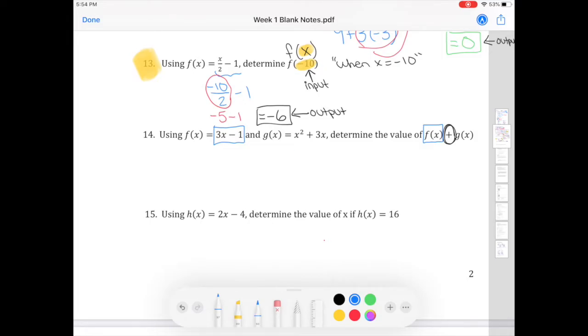So where I see an f of x in this expression, I'm going to plug in or substitute 3x minus 1. So I'm going to write 3x minus 1, and then I'm going to bring down that plus sign from the original given expression. I can't do much with this without plugging in what those functions are. You'll see how I can simplify it in a minute. Okay, next I have g of x. G of x is x squared plus 3x. So I'm going to bring that down as well in place of where I see g of x in the expression.